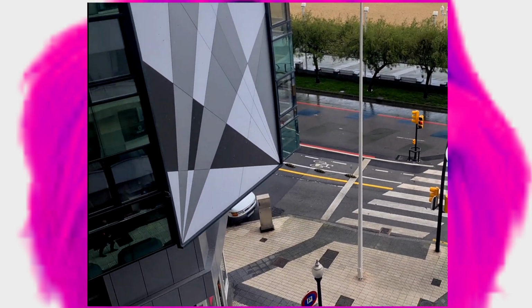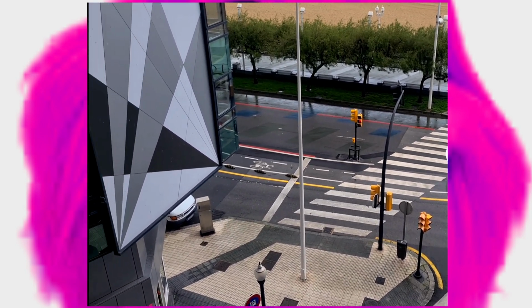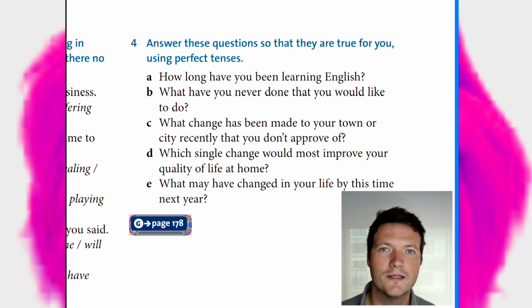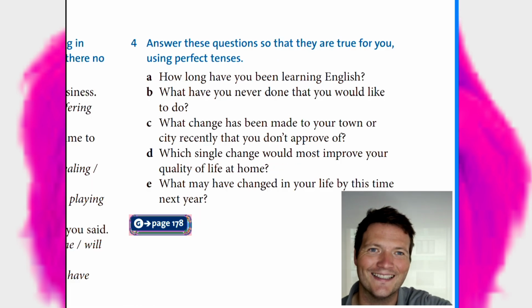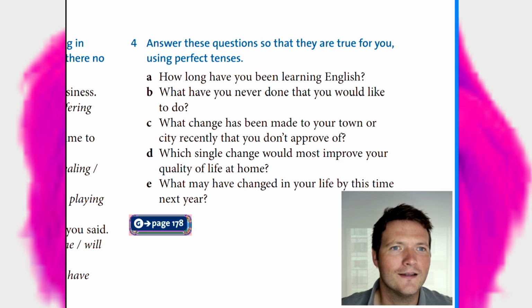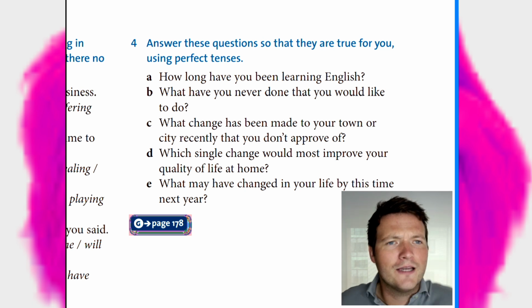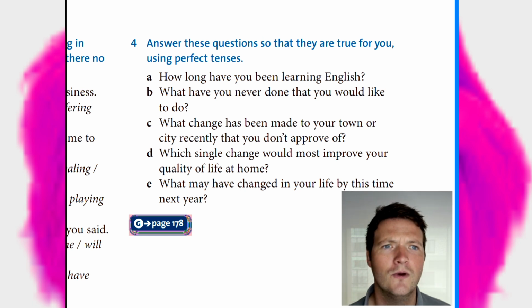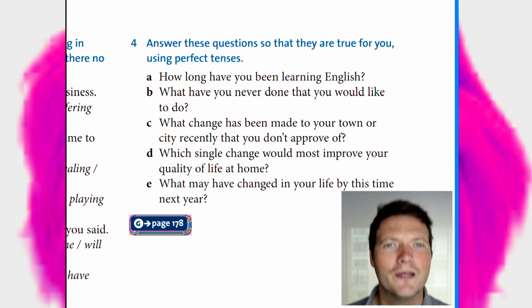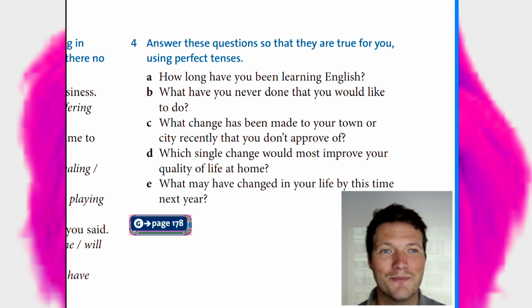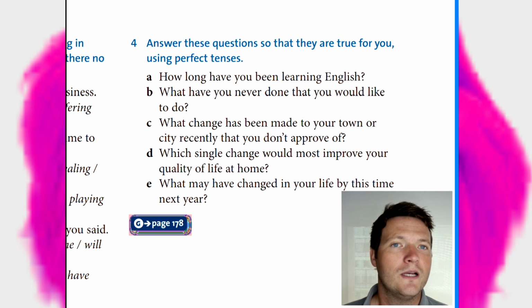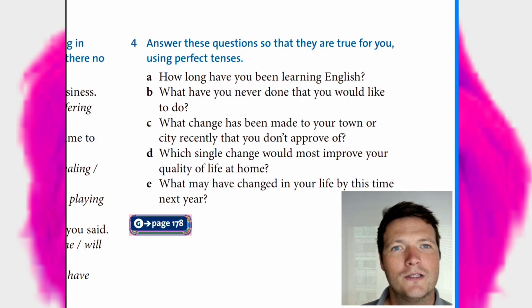Oh God, you can definitely tell I've hit my 30s, and they've hit me hard. Yeah, so there's a change to my city that I don't approve of. They just keep taking roads away. It's just creating chaos in the town centre. I don't know if it's like this in other cities around the world, but Spain is losing its mind. Anyway, or it's making me lose mine. So, D. Which single change would most improve your quality of life at home?